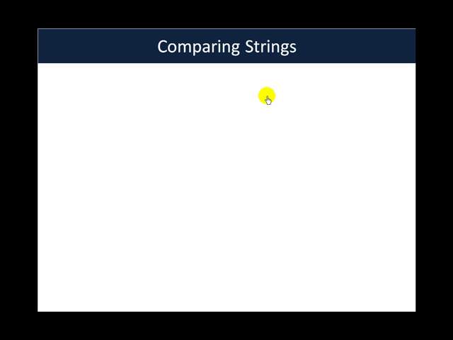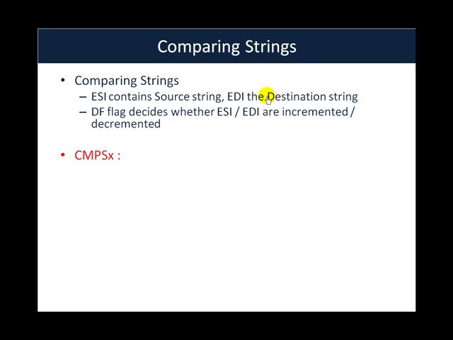Finally, as one can imagine, there needs to be a way to compare various strings. And this is where the CMPSX series of instructions comes in. Now, as one can imagine, when you want to compare two strings, as always, ESI needs to point to the source string and EDI needs to point to the destination string. At the very same time, like all string instructions, the DF flag is what will decide whether ESI and EDI are going to be incremented.